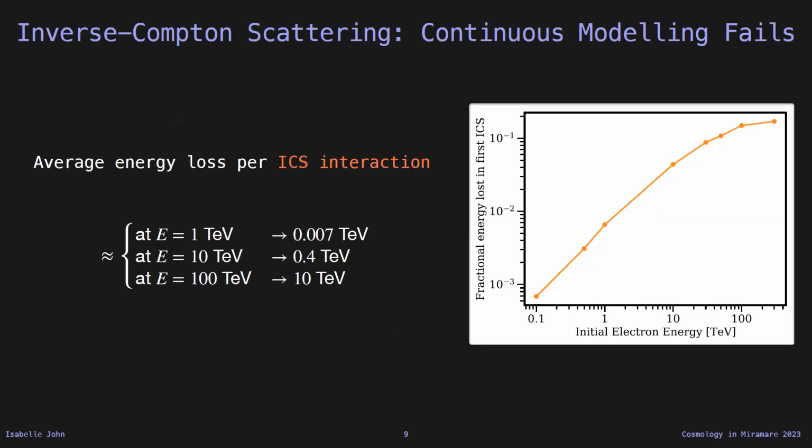Now, if we also look at some typical numbers shown in this plot, or I also wrote them down, what is the average energy loss per inverse Compton scattering interaction? For a 1 TeV electron, this is less than 1%. For a 10 TeV electron, this is around 4%. And then for a 100 TeV electron, this is 10 TeV, which is 10%, which is quite a significant fraction. If we remember, for the synchrotron radiation, we had keV energy losses. So you can see here that for inverse Compton scattering, energy losses are much more significant in a single interaction, and also they happen much more rarely.